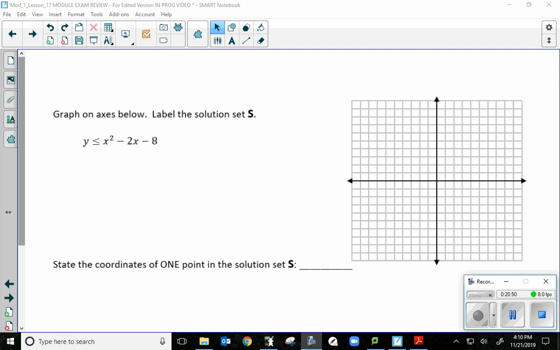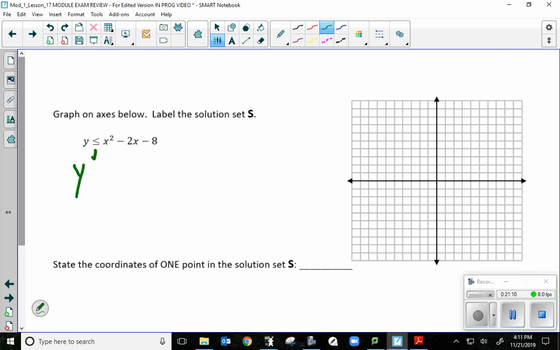Graph on the axis below, and then label the solution set S. And then eventually state the coordinates of one point in the solution set S that you label. All right, look at it. You have a calculator. Let's use it. Let's just change this to an equal sign for right now.